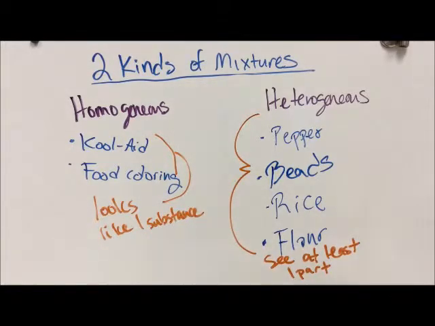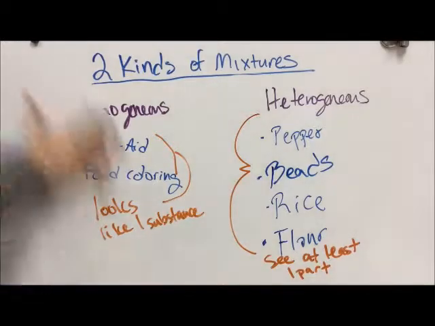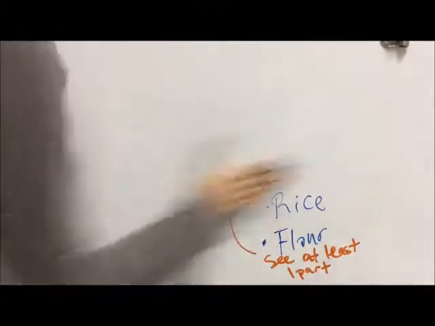Whereas a homogeneous mixture, it all is mixed in really well, like chocolate milk. You got chocolate, you got milk. You can't see either of the different parts separately. Looks like one thing, so it's homogeneous.